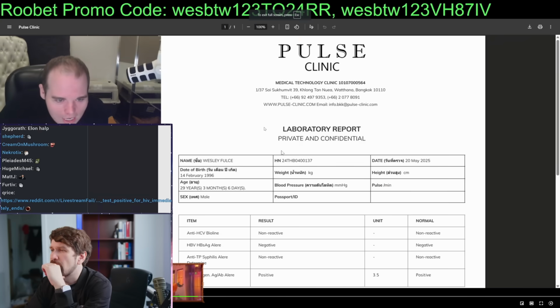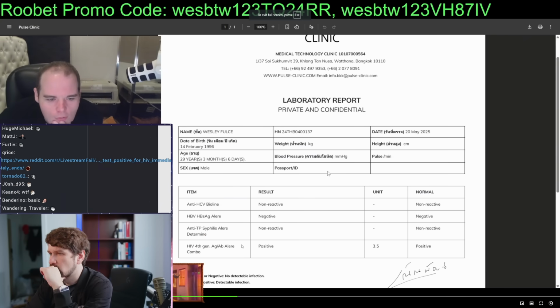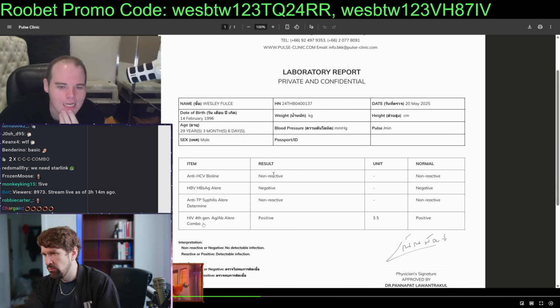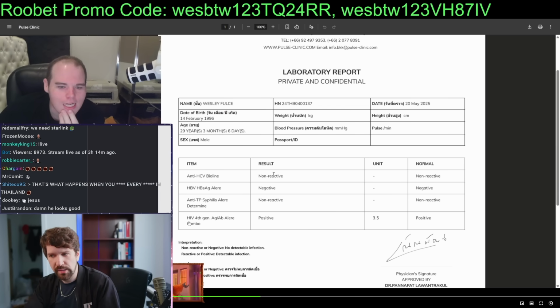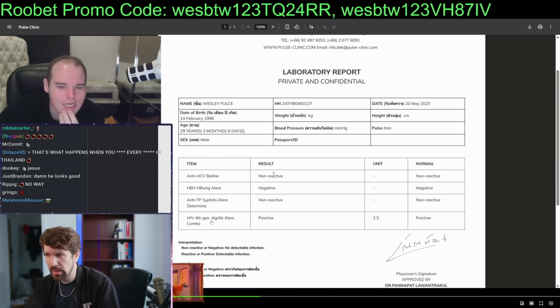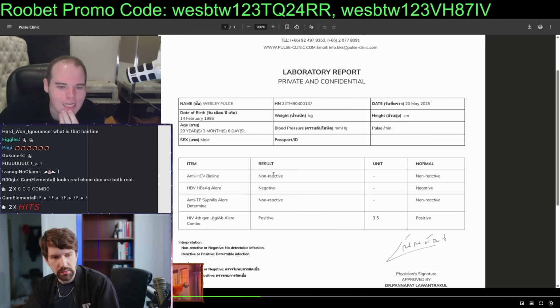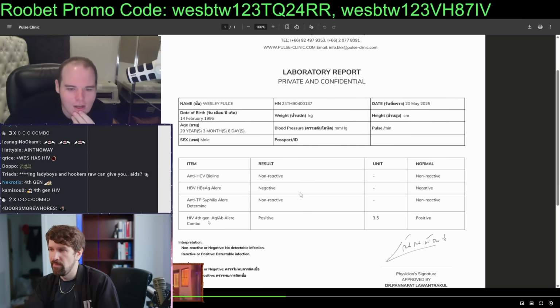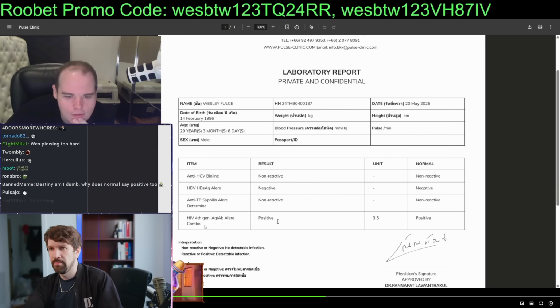Pulse clinic B. HCV, non-reactive. Oh, shit. Is that something that's not actually what that looks like, or? HIV negative, syphilis non-reactive, HIV positive.